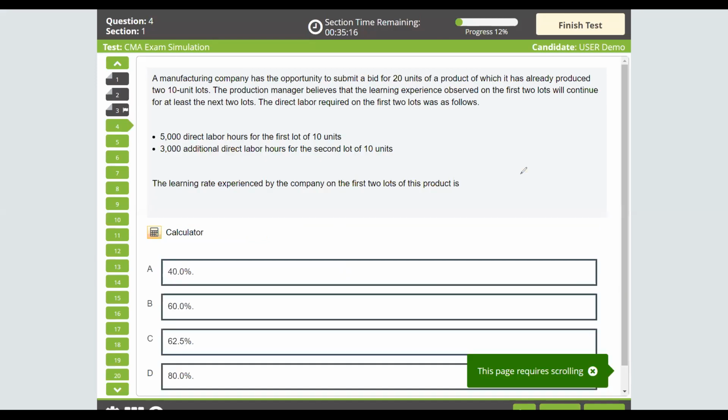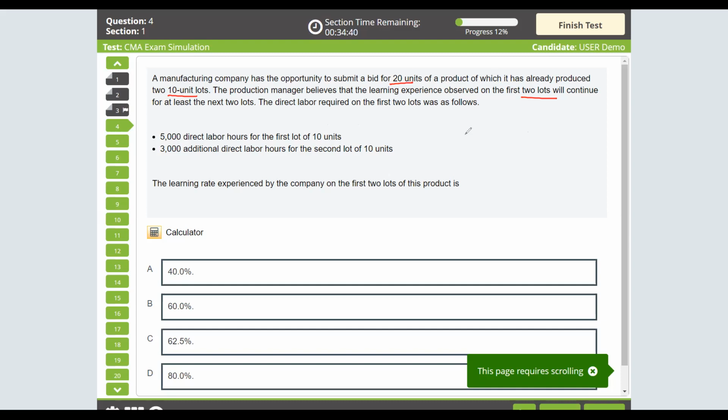Okay, question number 4. A manufacturing company has the opportunity to submit a bid for 20 units of product, of which it has already produced 10 units. Okay, so we are bidding for 20 units and we have produced 10 units. The production manager believes that the learning experience on the first 2 lots, okay, so we have 10 units each, will continue for at least the next 2 lots. Okay, the direct labor required on the first 2 lots was as follows. All right, so this question talks about learning curve and experience.